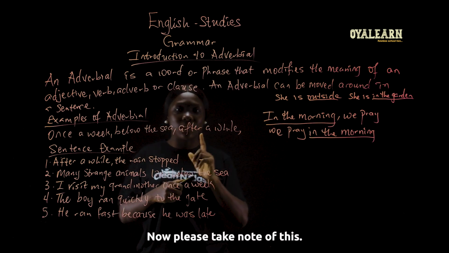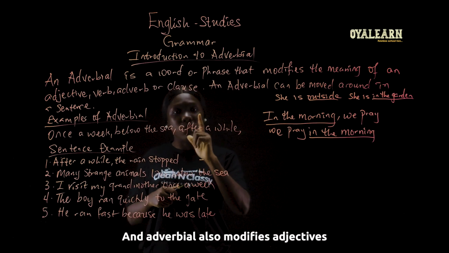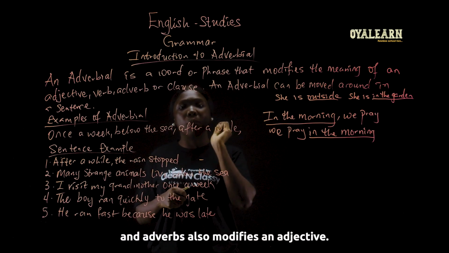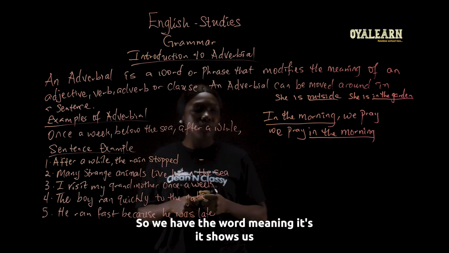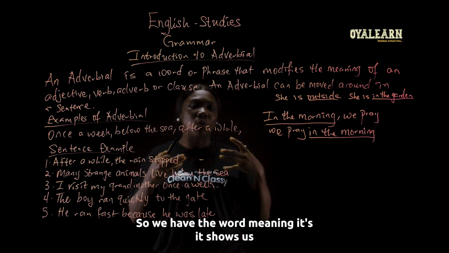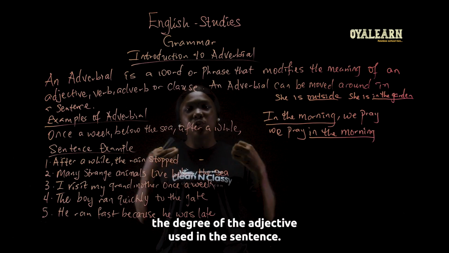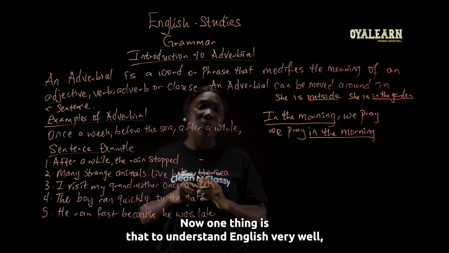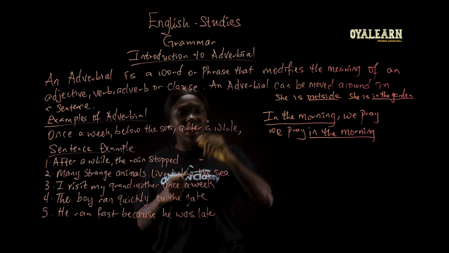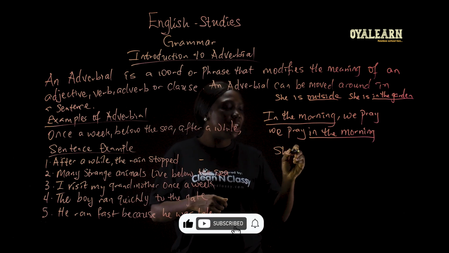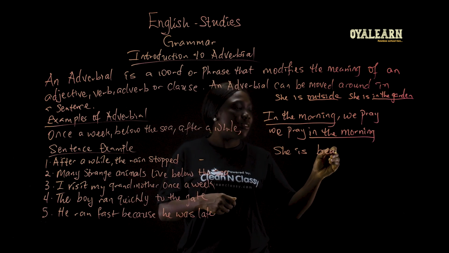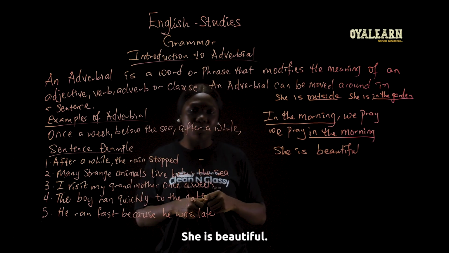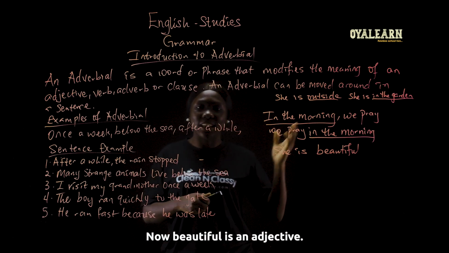Now, please take note of this. An adverbial also modifies an adjective, meaning it shows us the degree of the adjective used in the sentence. Now, to understand English very well, you have to take examples. So we're going to take one example. She is beautiful. Now, beautiful is an adjective.